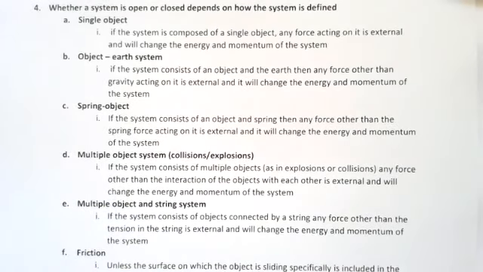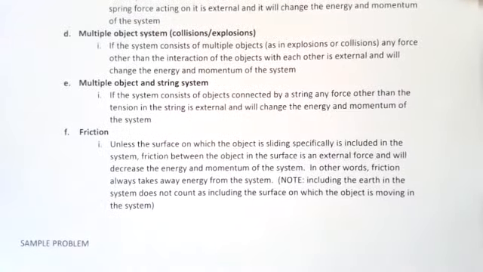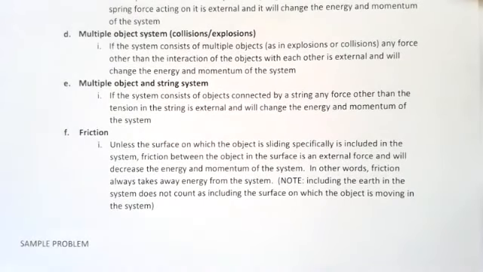Those are there for your reference. Friction: unless the surface on which the object is sliding is specifically included in the system, friction between the object and the surface is an external force and will decrease the energy and momentum of the system. In other words, friction always takes energy away from the system. Note, including the Earth in the system does not count as including the surface on which the object is moving.